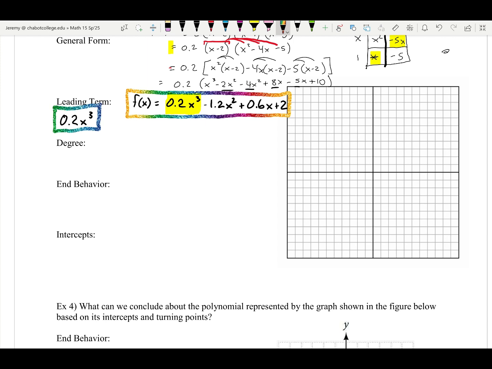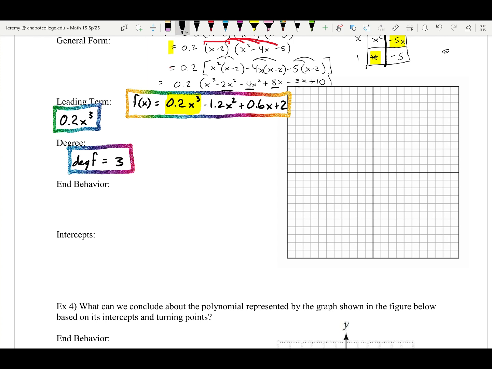And now for the degree, we again will use that leading term. The degree is just going to be whatever that highest power is. In this case, it's 3. So I'll write the degree of f is equal to 3. That's notation I'll use sometimes just to indicate what the degree of a polynomial function is.